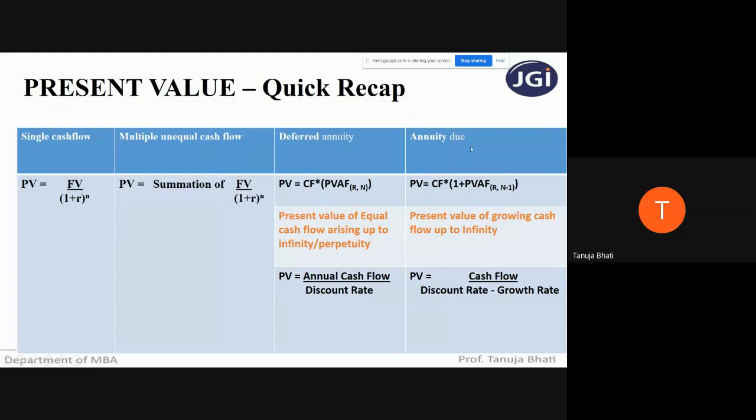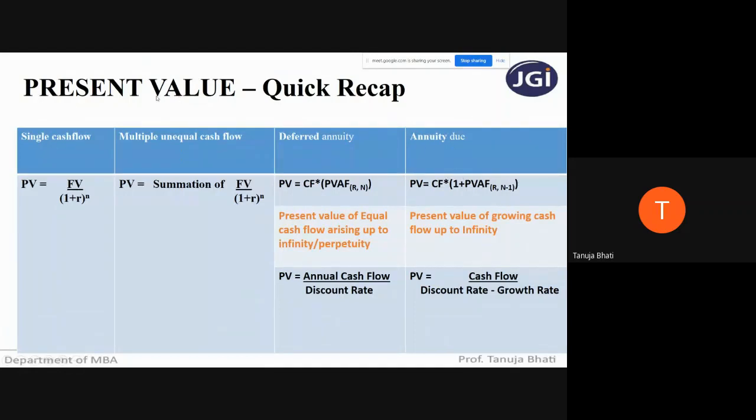Similarly, annuity due, that is the cash flow arising at the beginning of the period. Here the present value is nothing but cash flow into (1 plus present value annuity factor), where you have to find this factor using R and N. But in case of annuity due, you have to always minus 1 in the N. So suppose if it is 6 years, minus 1, then you have to see 5 years. So this is for annuity due.